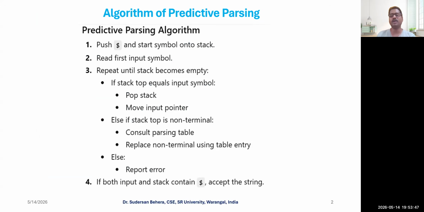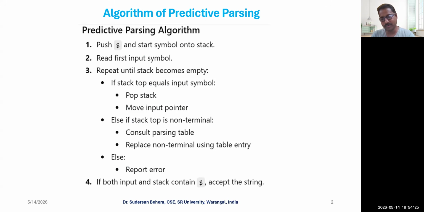As we already discussed, this parser has 4 components. One is the input buffer, one is the stack, one is the parser controlling program, and the next one is nothing but the parsing table. What this parser actually does, as I said before but could not explain then, now I am explaining. This parser actually has 3 pointers.